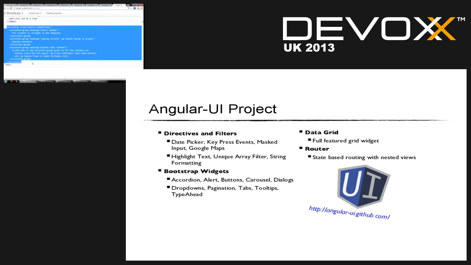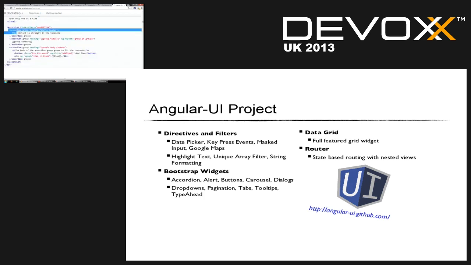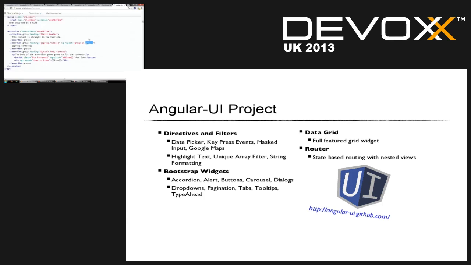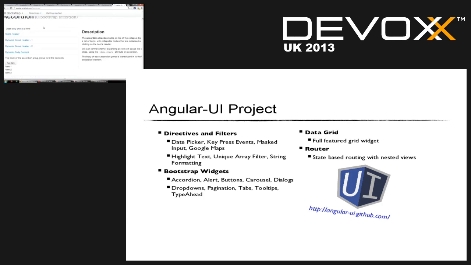We've just created a whole new set of HTML elements. We've got accordion full of accordion groups. And in fact, we've not only got a static accordion group where we can set the heading and whatever's inside is the content, but here we're even repeating the accordion group. So we're going to create multiple accordion groups based on data that's in our scope, which allows us to have group header 1, group header 2, generated on the fly from the data.